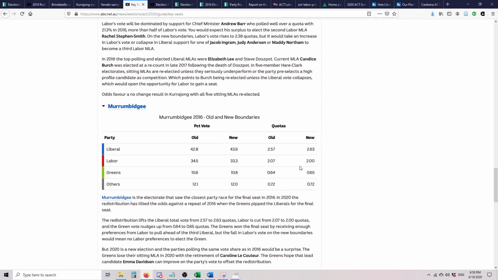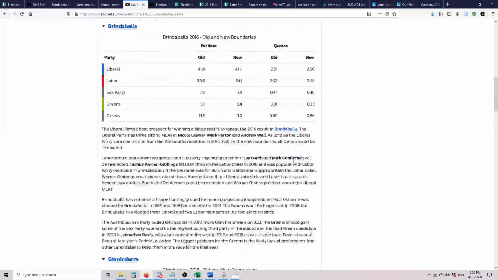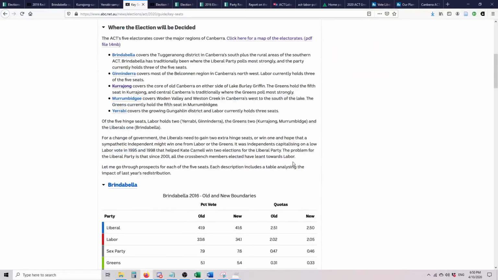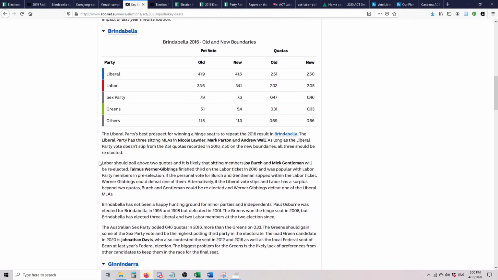Murrumbidgee. Have we done Ginninderra already? Oh, I missed Ginninderra. Okay, so looks like I'll do a cut and I'll have to go back and put this back there. So I'm going to start again at Brindabella.